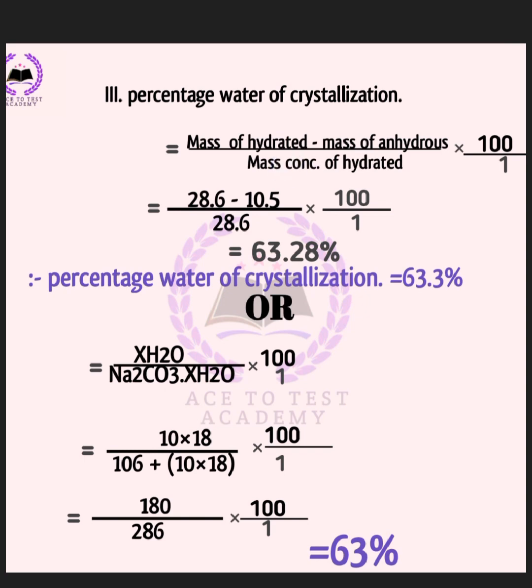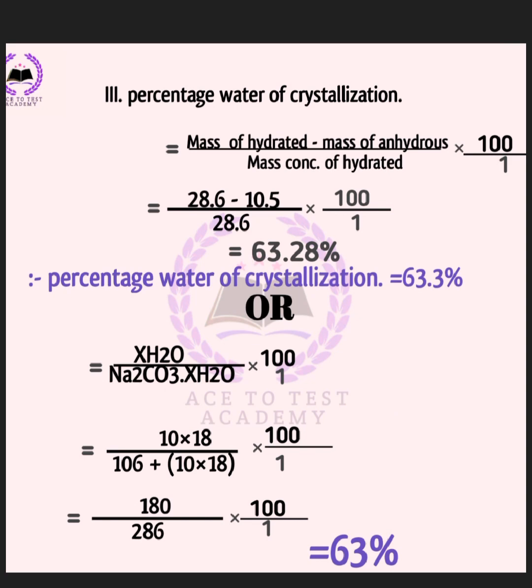It's the same thing. Now multiply by what? 100 over 1. That's percentage. So if we subtract, that's 28.6 minus 10.5 all over 28.6. Now we are going to get 63.28. So in one decimal place or 3 significant figures, I approximate to 63.3%. So this is the second way you can do it.